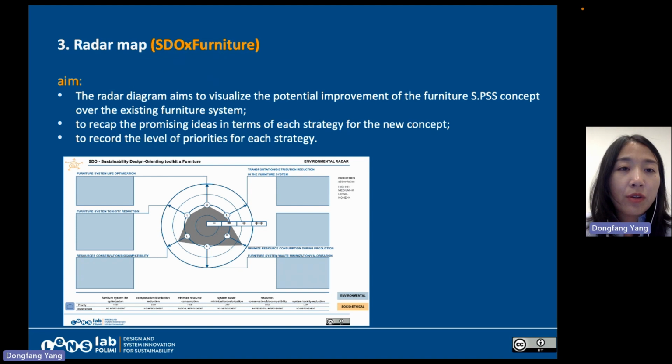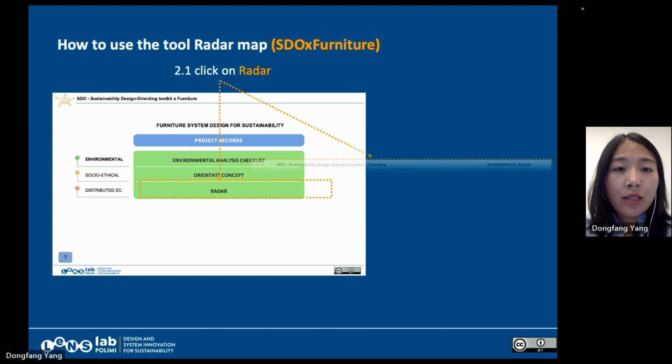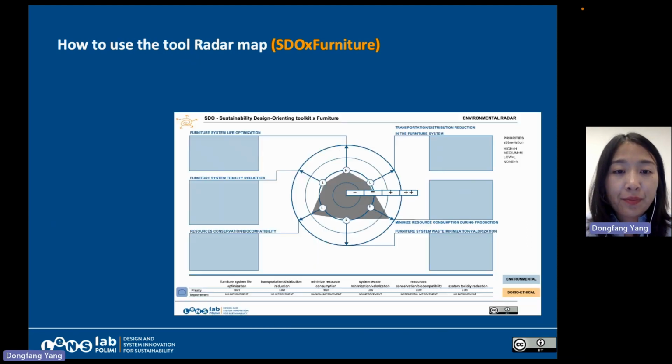The last tool I'm going to introduce is the reader map. The reader map has different aims. Firstly, the reader diagram aims to visualize the potential improvement of the furniture PSS concept over the existing furniture system. It can also be used to recap the promising ideas in terms of each strategy for the new concept and to record the level of priorities for each strategy. To access the tool, we need to click on Reader and then enter the Reader page.